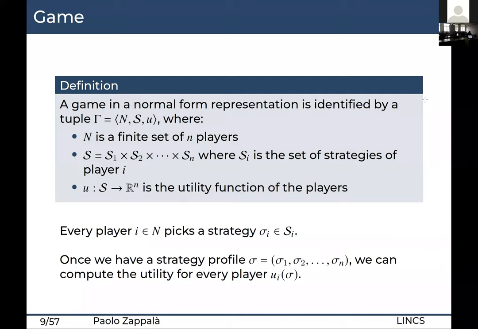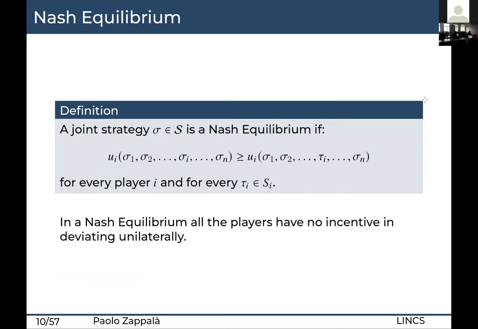So this is how a game is defined. And the most common definition of Nash equilibrium is the one of Nash. That is a situation, a joint strategy, in which no one has an incentive to deviate unilaterally. So for instance, the situation in which I choose rock and you choose paper is not an equilibrium, because if you choose paper, it's good for me to choose scissors, for instance. So this is not an equilibrium.